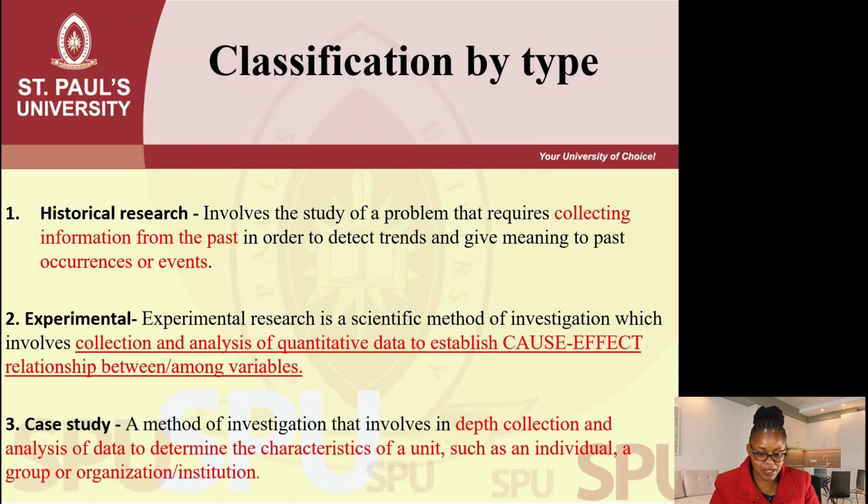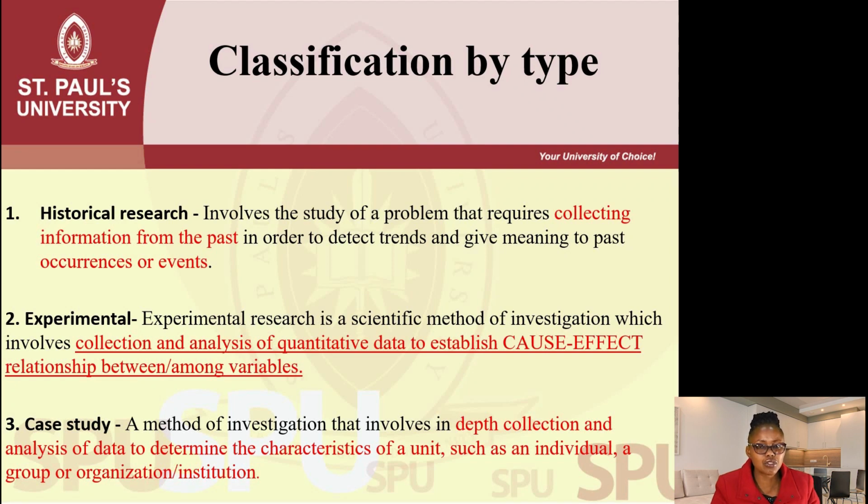Classification by type is another classification that you're going to look at just now. And one of them is historical research. What do we mean by historical research? It is a study of a problem that requires collecting information from the past in order to detect the trends and give meaning to the past or occurrences in the future or the current ones.